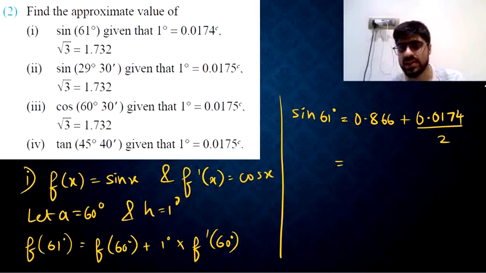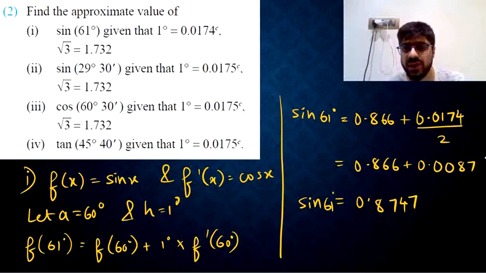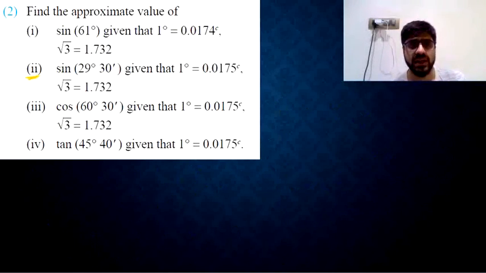Okay, so sine 61 is approximately 0.866 plus 0.0087. So the last digit should be 7. 6 and 8 make it 14, carry 1. So we have a 7 here. And 0.8747 is the approximate value of sine 61 degrees. Yeah, so that's how we are answering the first question. We go ahead with the second one now.